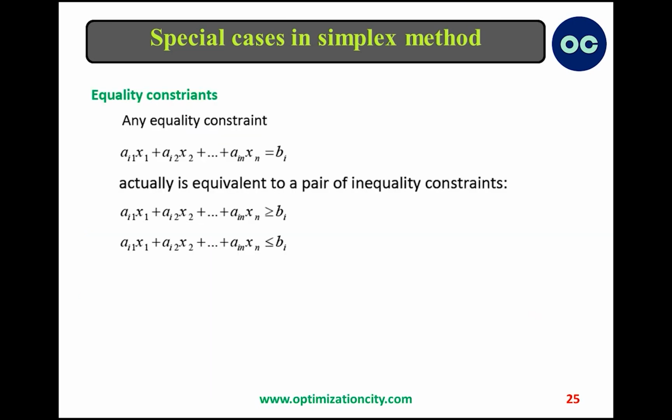Whenever you have an equality constraint, you can replace it with a pair of inequality constraints. However, this will increase the number of constraints, which is not always convenient for solving the linear program. Instead, you can use artificial variable techniques, which we'll explain in the following example.